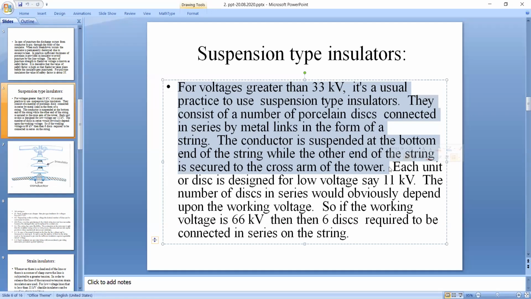The conductor is suspended at the bottom end of the string, while the other end of the string is secured to the cross arm of the tower. So as we know, in case of these insulators, one end is secured to the cross arm, and the cross arm is attached to the support. The job of the cross arm is to provide support to the insulators. At the bottom end of the string you have the conductor, and the other end of the string is connected to the cross arm of the tower.